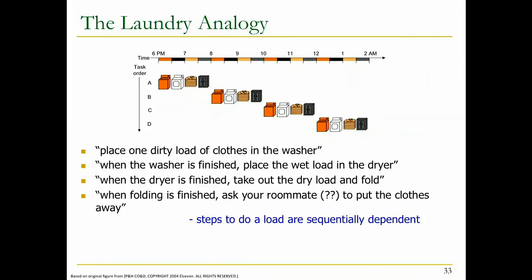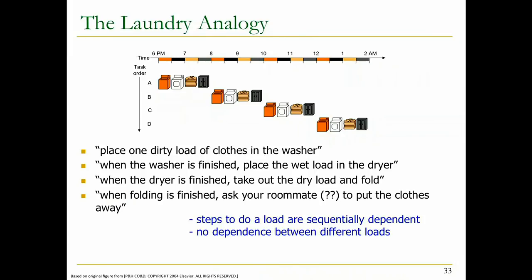So here, it looks like an instruction, actually. The steps to do a load are sequentially dependent. You're not going to put things into the dryer before you wash them. You could, but that defeats the purpose, probably, of doing laundry. And you're not going to fold them before you dry them. And you're not going to put them into your closet before you fold them. I guess you could skip the steps. Not all instructions have the same steps. Not all programs have the same requirements, right? But there's clearly a sequential dependence within an instruction. And across different loads, across different instructions, there is no dependence, right?